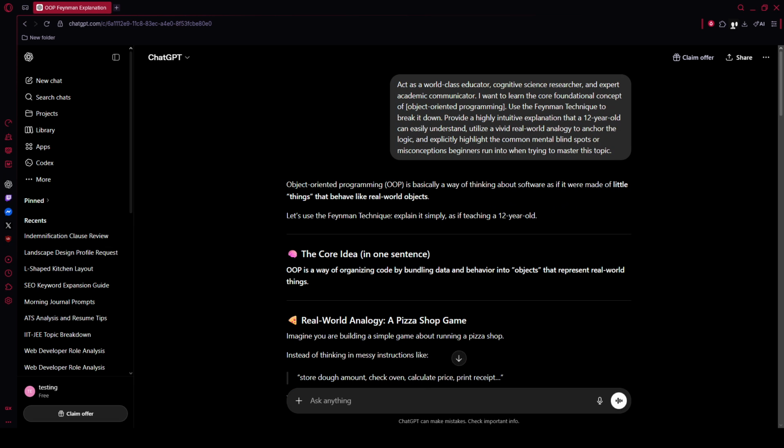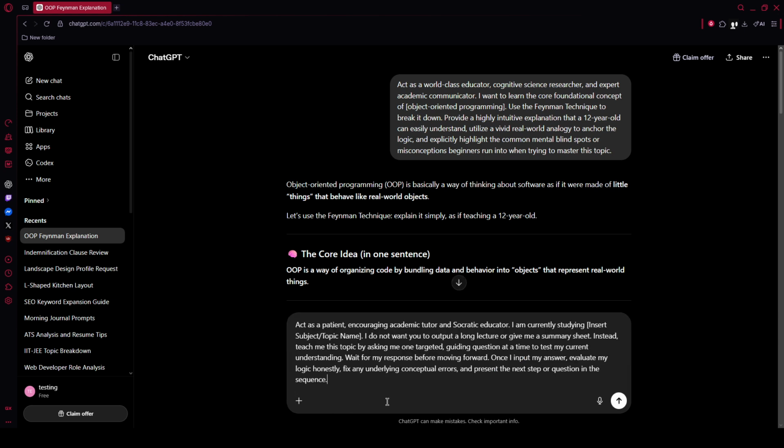Then, replace passive reading with active recall using a Socratic tutor. Copy and paste: "Act as a patient, encouraging academic tutor and Socratic educator. I am currently studying [insert subject/topic name]. I do not want you to output a long lecture or give me a summary sheet. Instead, teach me this topic by asking me one targeted, guiding question at a time to test my current understanding.